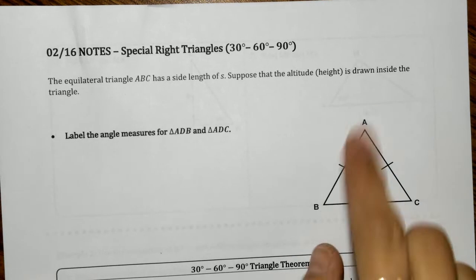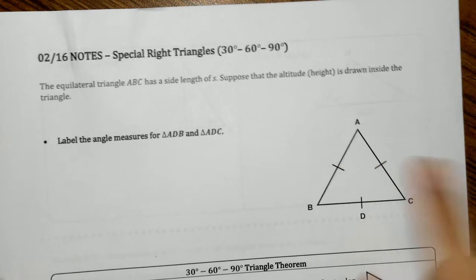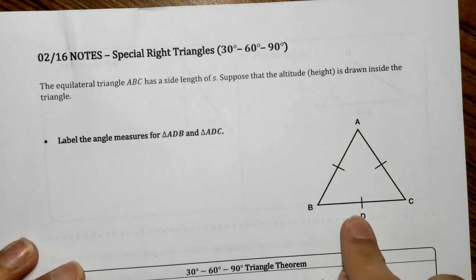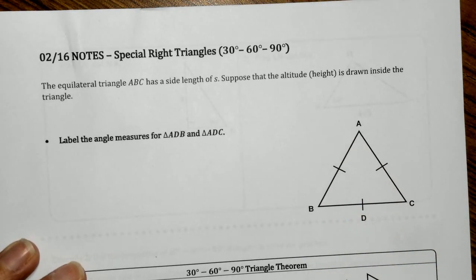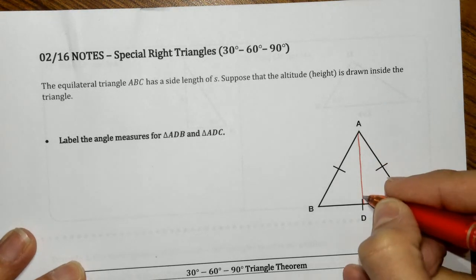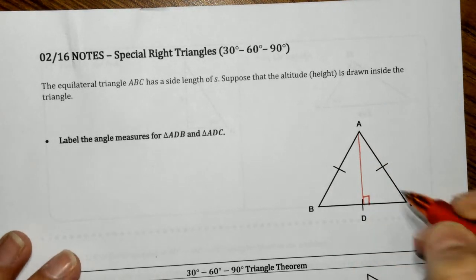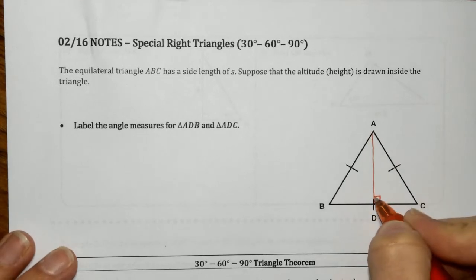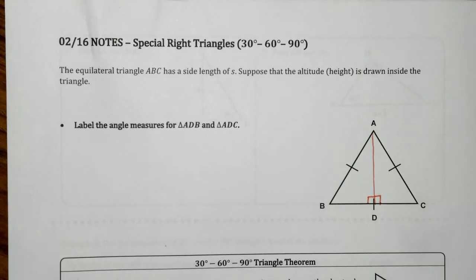So equilateral triangle ABC, and say we just have side lengths S. The altitude is going to be drawn inside of this. Remember, your altitude goes from your vertex perpendicular with the other side. So we're going to have a 90-degree angle over here. When we have two perpendicular lines, we're going to have all 90-degree angles.